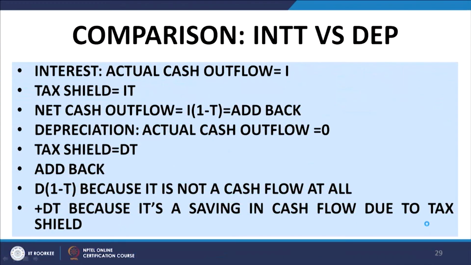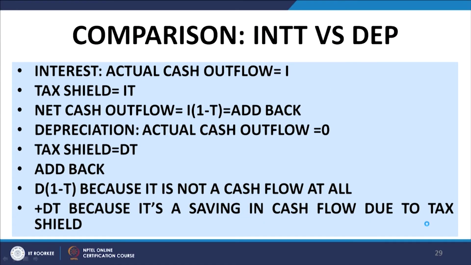So, let us try to compare the interest versus depreciation treatment. In the case of interest, the actual cash outflow is I, that you are paying on account of interest. The tax shield is IT, the saving in tax is IT, and therefore, the net cash outflow is I into 1 minus T, and we need to work out the cash flow before the claims of this entire bucket of lenders plus preferred shareholders plus equity shareholders. So, that is why this I into 1 minus T is added back when we work out the free cash flow to the firm. Now, what happens in the case of depreciation?